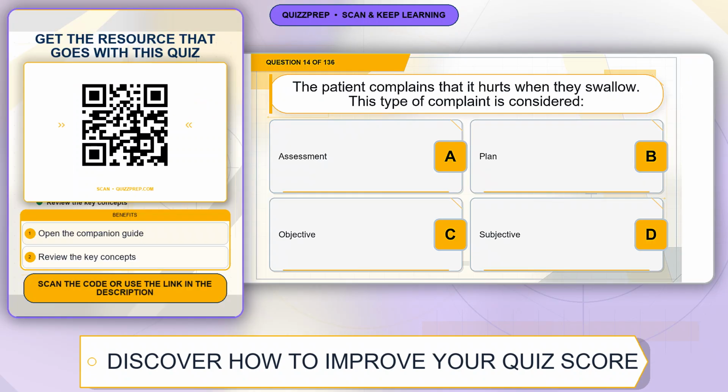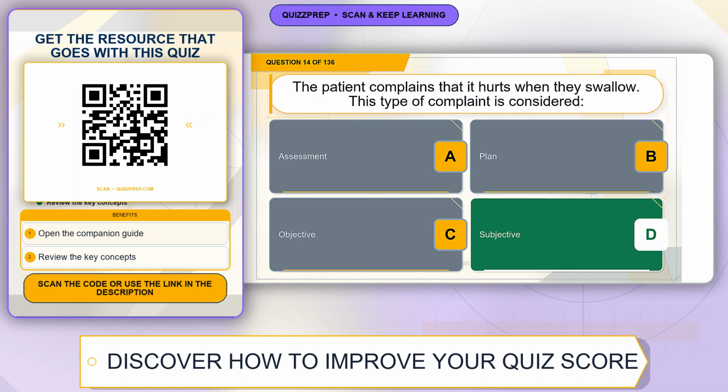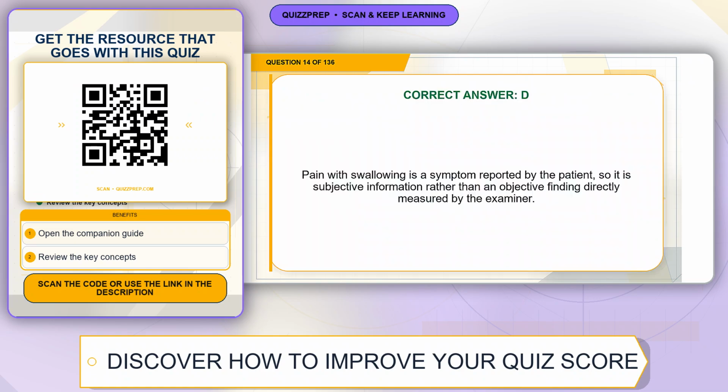Question 14. The patient complains that it hurts when they swallow. This type of complaint is considered option A, assessment. Option B, plan. Option C, objective. Option D, subjective. The correct answer is option D, subjective. Explanation. Pain with swallowing is a symptom reported by the patient, so it is subjective information rather than an objective finding directly measured by the examiner.